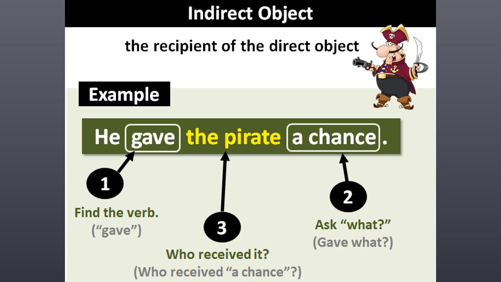Okay. To who? To the pirate. So the pirate here is the recipient, is going to be indirect object. Hope now it's clear for you.